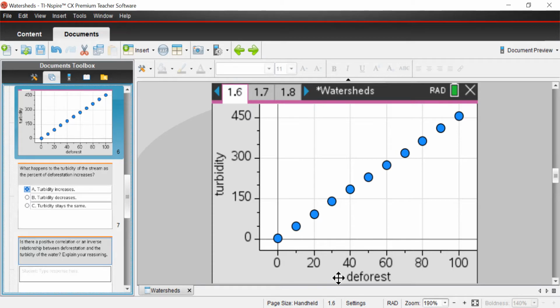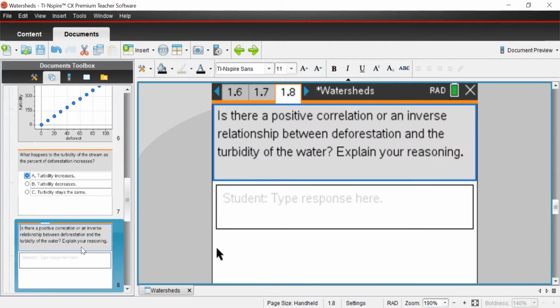Well, we see here that as deforestation increases, so does turbidity. So in that case, we would say that this is a positive correlation. These two things kind of mirror one another. When one goes up, the other one goes up also. So that's what's going on there.